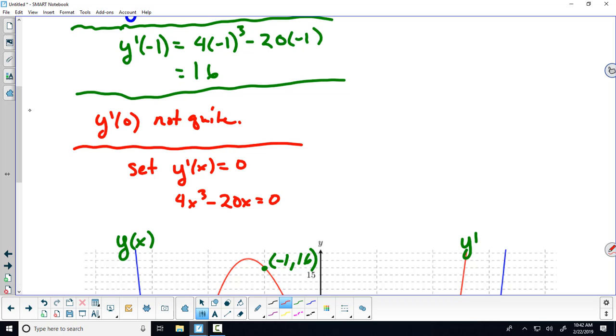That's what we said was the derivative. Okay? What have I got now? An equation to solve. Okay? Let's solve that equation. I can factor out a 4x, and that leaves me with x squared minus 4 minus 5.